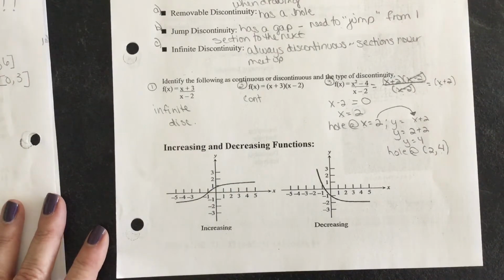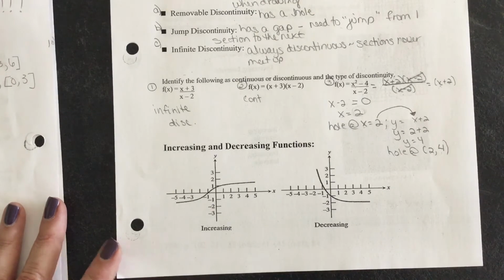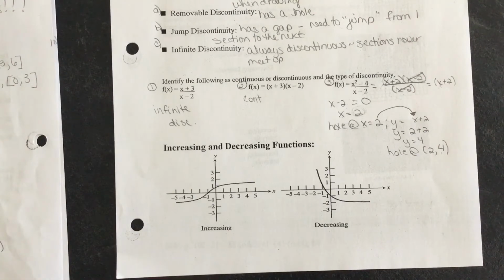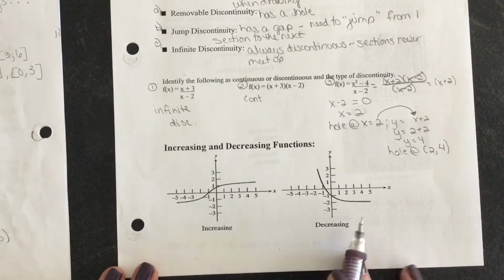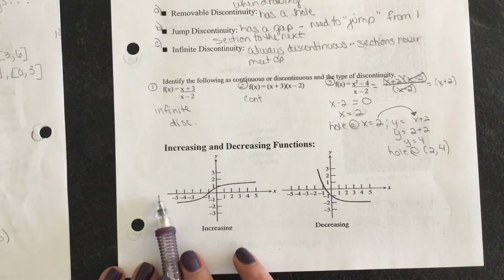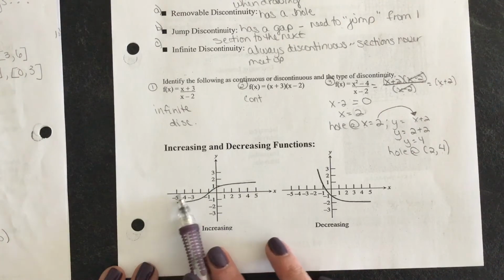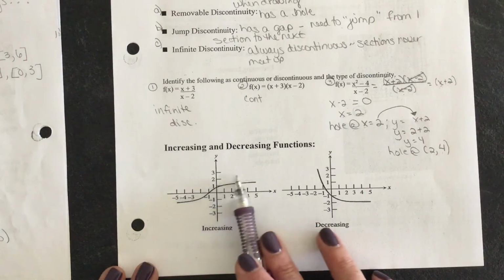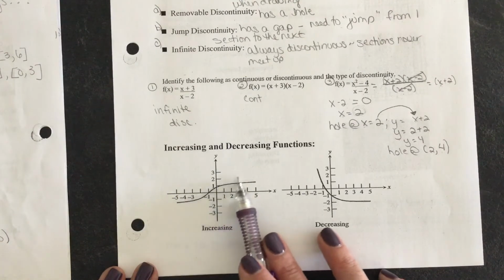We are still in section 1-2 talking about function continuity. In this particular section, we are going to be looking at increasing and decreasing functions. At the bottom of our notes here are pictures of a function that you would consider to be increasing, meaning that as we move along the x-axis, the y value is also increasing. So as x increases, y also increases.